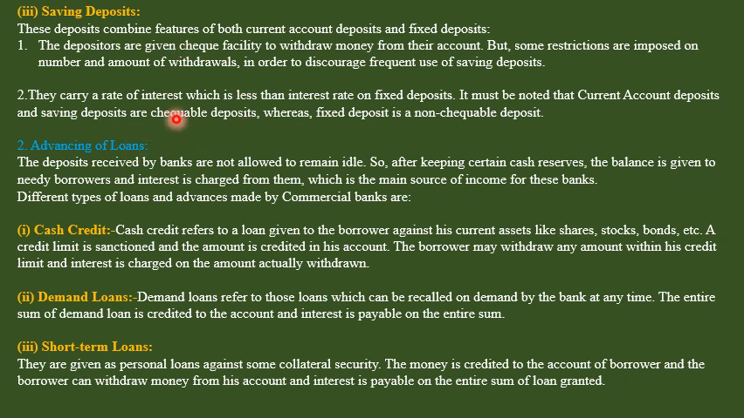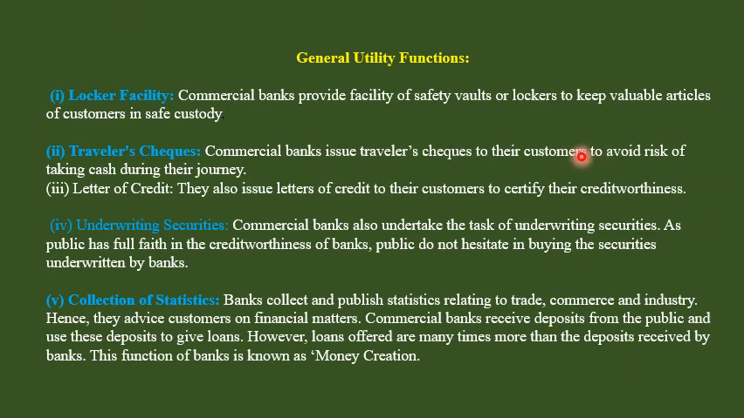Now the saving deposit explanation is here. The second primary function is accepting loan. Under accepting loan, we have cash credit, demand loan, short term loan, and so on. After that, here we also have some general utility functions.